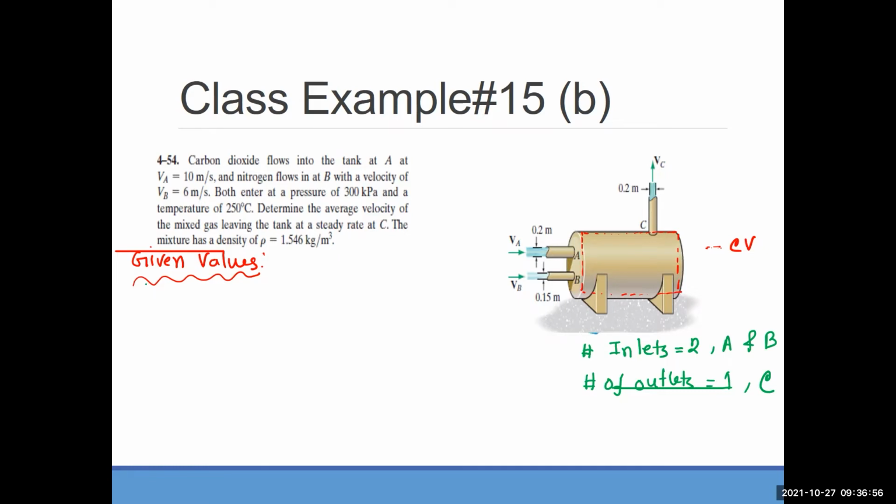So let's write down what the given values are, and then we will know what the unknown is that we need to find. What is the very first thing you know? VA, right? Which is the carbon dioxide, 10 meter per second. What is the next one? VB, which is nitrogen, 6 meter per second. What is the next thing you know? Okay, so pressure A and B, right?